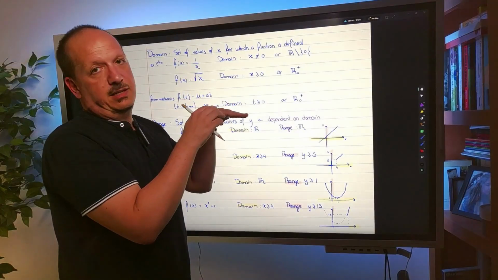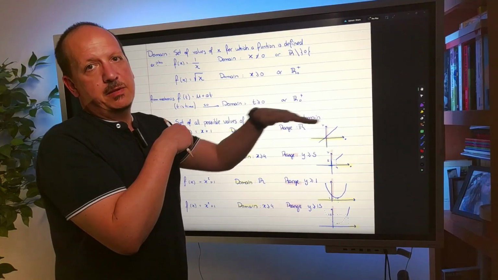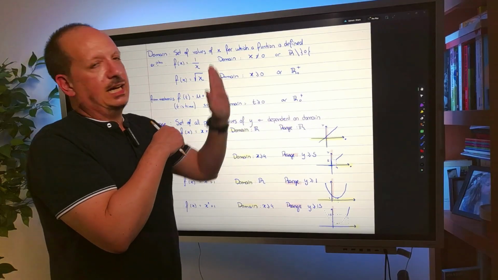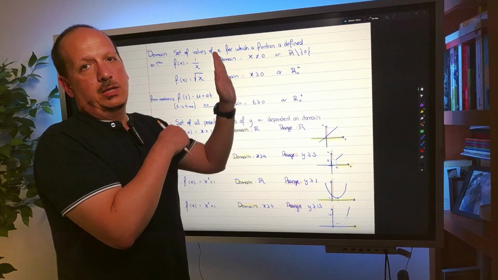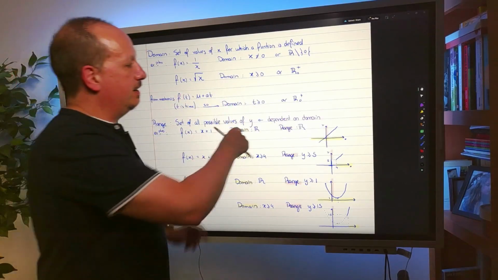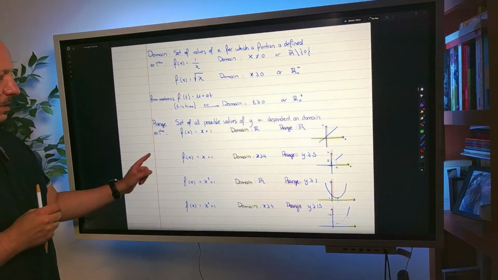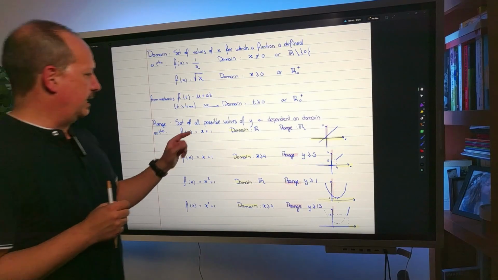Don't forget, in science, we actually call this the line of the independent variable, and this the line of the dependent variable, because this is dependent on this. So the range is dependent on the domain, okay? Let's see an example. Yes, this one has an example.